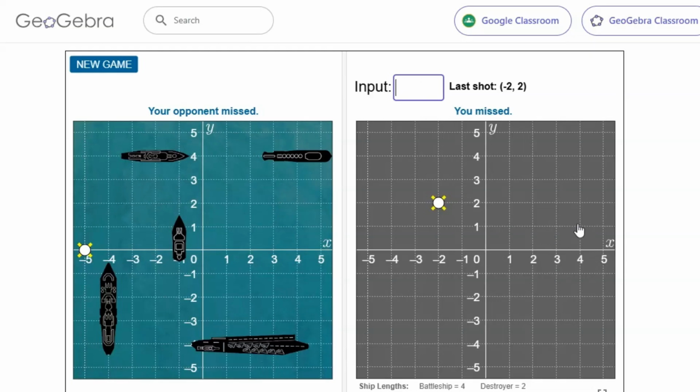I'm gonna go in this point. 4, 1. I missed again. And then you keep going and trying to find your enemy's ships. Don't forget to attack also over the axis. Look, actually, it was where I found the first ship. 0, minus 3. I attack the cruiser.